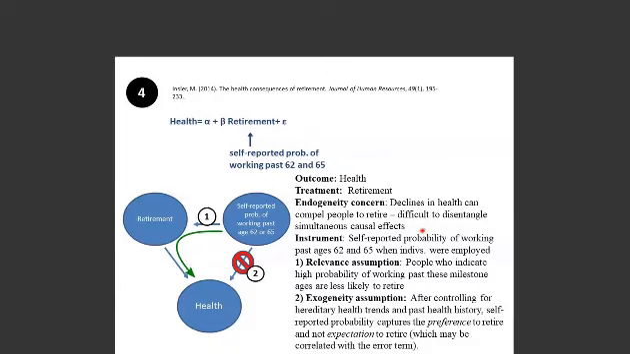So the instrument that authors use here is the self-reported probability of working past ages 62 and 65 when individuals were employed. The relevance assumption that's being made here is that people who indicate high probability of working past these milestone ages are less likely to retire. And the exogeneity assumption that's being made here is that after controlling for hereditary health trends and past health history, self-reported probability captures the preference to retire and not an individual's health-related expectation to retire.